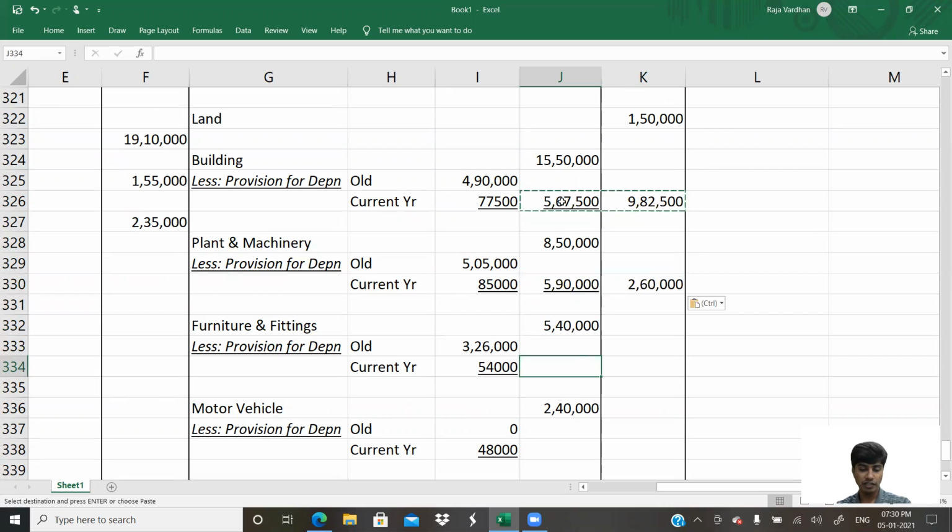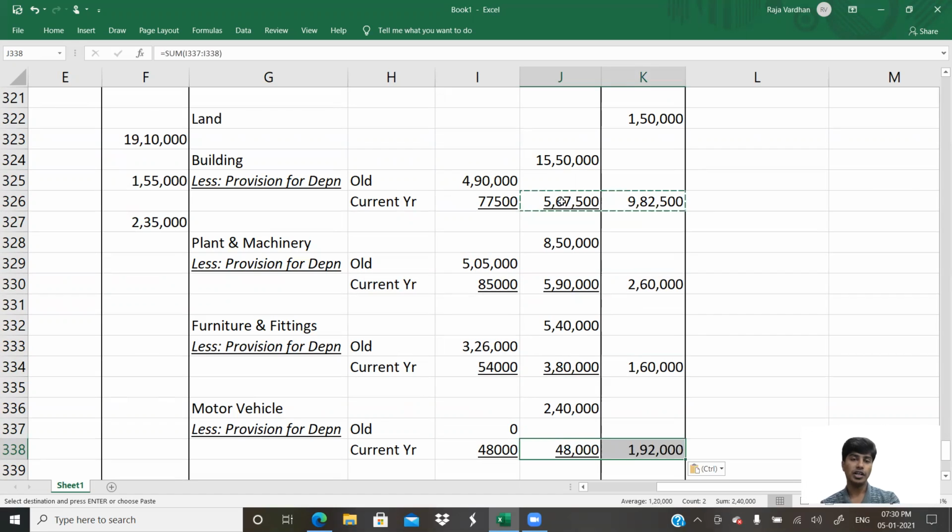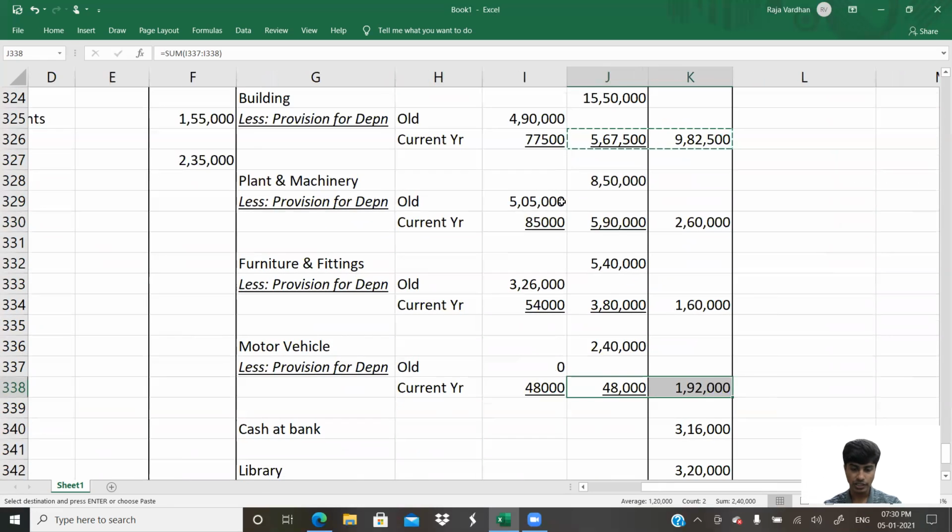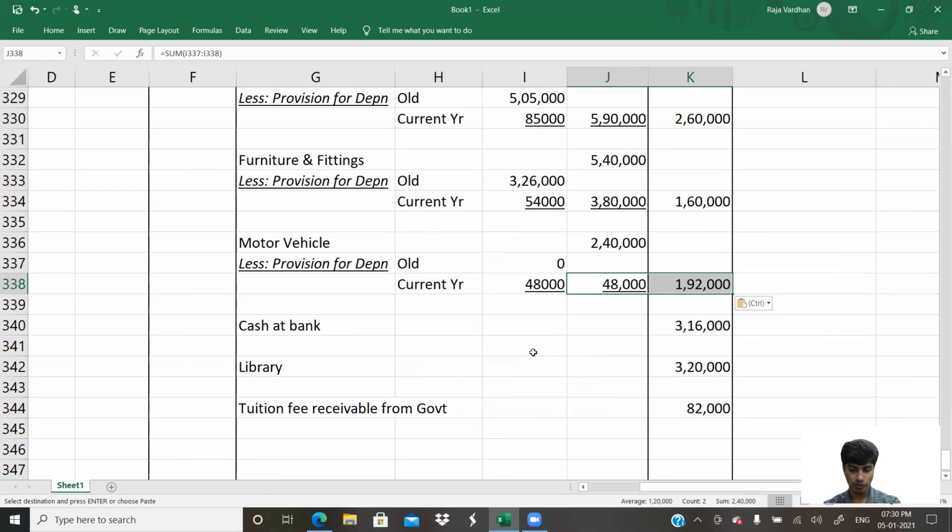Same we should do for furniture and fittings. 3,26,000 plus 54,000 is 3,80,000. From 5,40,000 if I subtract 3,80,000, I'll get 1,60,000. Same for motor vehicle also. 48,000 plus 0 is 48,000 total depreciation. From 2,40,000 if I subtract 48,000, I'll get 1,92,000. So by this we're done with all of this.